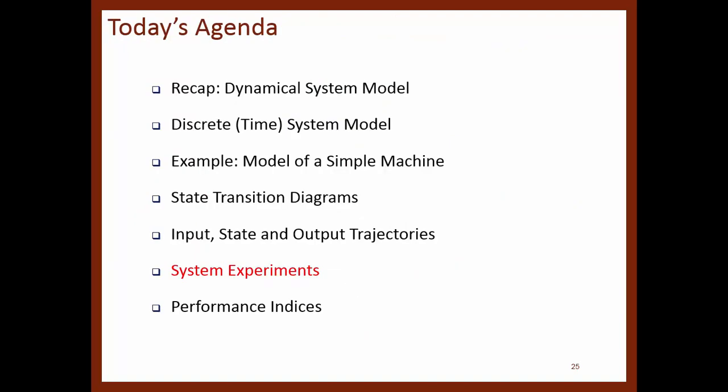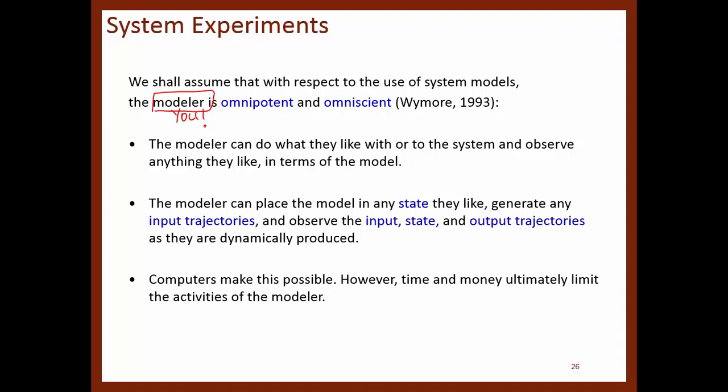So, systems experiments. We shall assume that with respect to the use of system models, the modeler, in this case you, is omnipotent and omniscient, meaning that you can run any experiment that you want. The modeler can do what they like with or withdraw to the system and observe anything they like in terms of the model. The modeler can place the model in any state they like, generate any input trajectories, and observe the input, state and output trajectories as they dynamically produce.